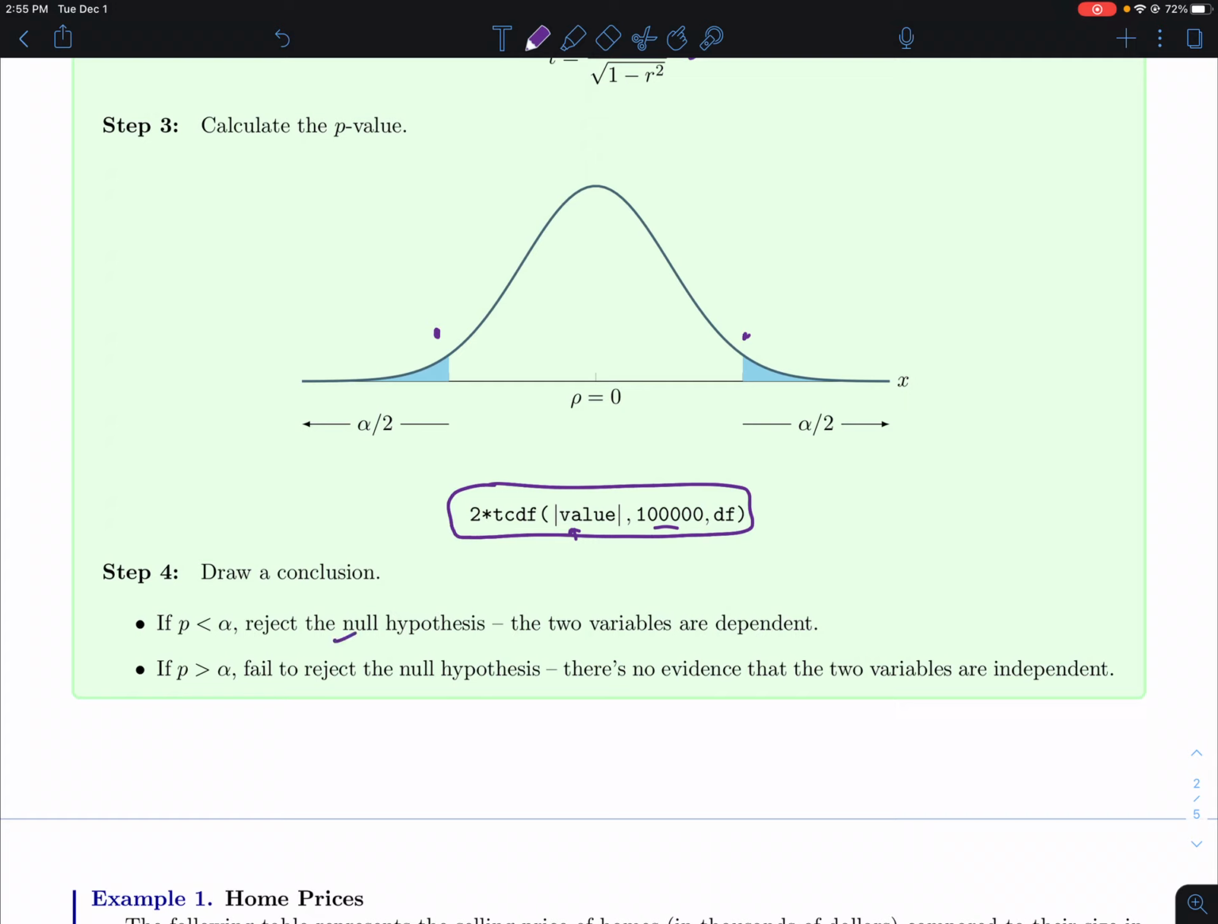That means there is a linear correlation, or in other words, the two variables are dependent. If P is greater than alpha, we fail to reject the null hypothesis. There's no evidence that the two variables are independent, so even though we've got a linear regression line, it's not going to be a very good one.